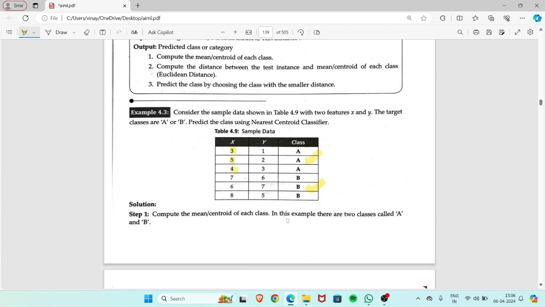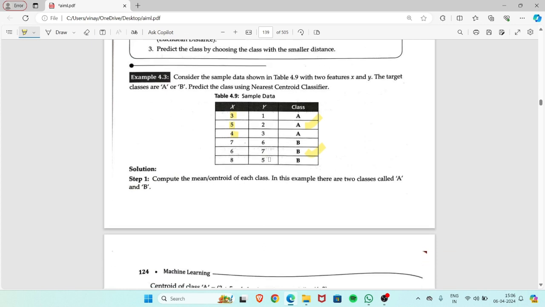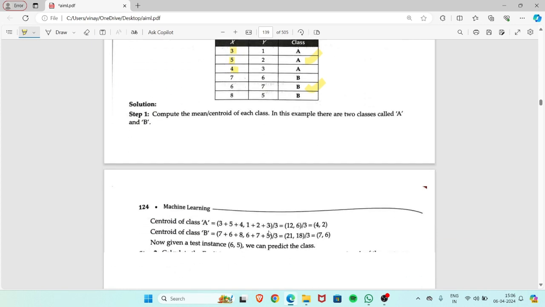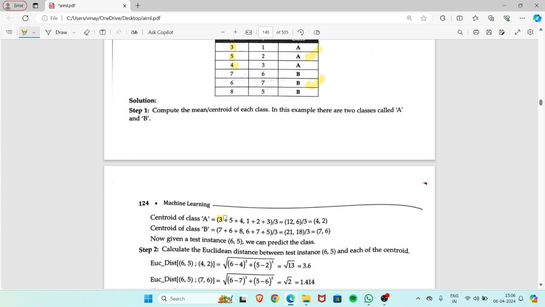Now we have to find the centroid or mean. So 3 plus 5 plus 4 divided by 3. Here the centroid of class A, 3 plus 5 plus 4 divided by 3. Now 1 plus 2 plus 3, which are the y values. So the answer will be 4 and 2. This is the centroid of class A.